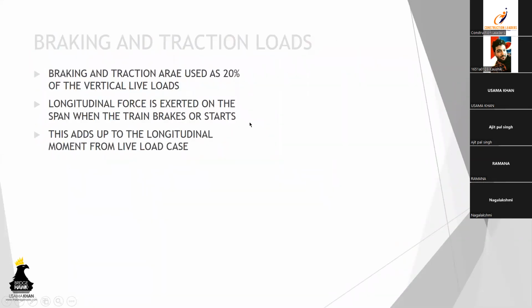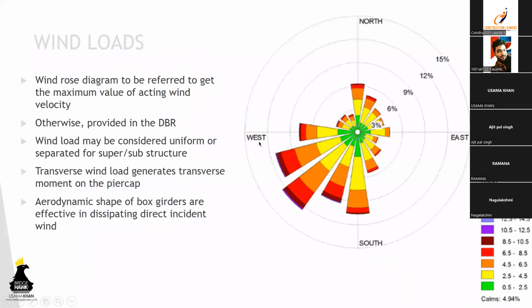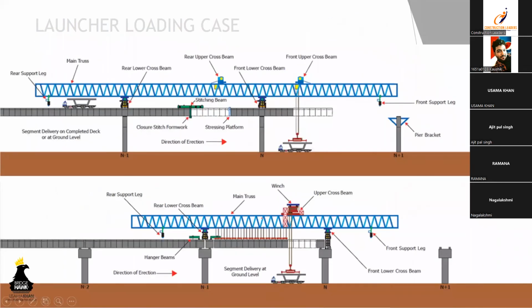When a vehicle is stopping on the track, it will exert a longitudinal force, as well as when a vehicle is starting off from its rest position, it will also exert a certain load. So it is taken as 20% of the live load. Wind load, you'll have to refer to the wind load rose diagram of that area to get the exact value of the highest wind speed. And similarly, you'll have to put the load on your structure. Okay, this we had discussed.